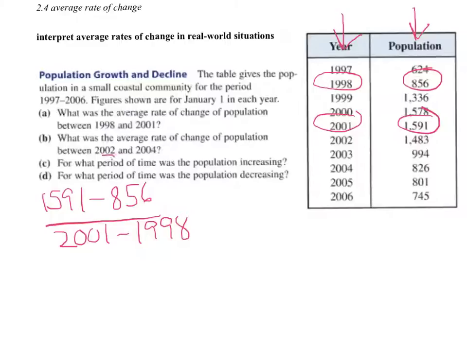And then you can do from 2002 to 2004, you would just use different numbers. 2002 and its function value, 2004 and its function value, and do that same calculation. And then for the period of time during which the population is increasing or decreasing, well, we see that the population starts at 624, and then it increases. So it increases from 1997 to 2001, and then it decreases from 2001 to 2006.